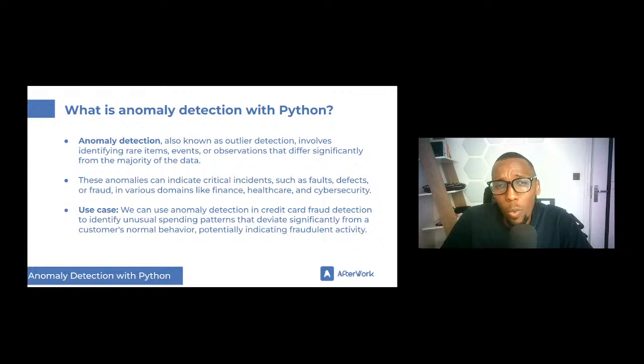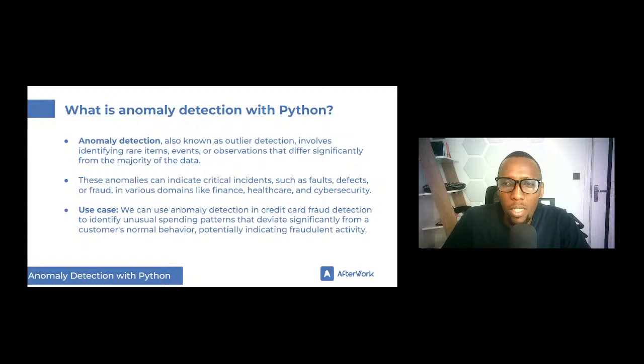So what is anomaly detection with Python? This just involves the process of identifying rare items, events, observations or data points that differ significantly from the majority of the data. So it could be that you have a data set of transactions and you are able to identify those records which are anomalies, which are significantly different from the rest of the records, using anomaly detection techniques. In some cases, you might hear of the word outlier detection, which just means the same thing.